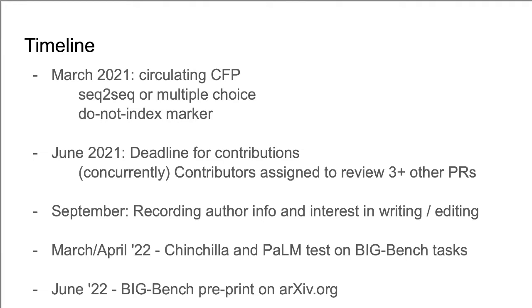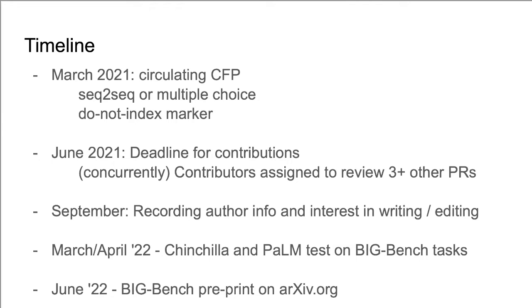I first started hearing about it, though I'm sure somebody internally knows more. The public announcement of this started in March of 2021. There were two types of tasks that you could submit: one of them being sequence to sequence, one of them being multiple choice. You've all done multiple choice quizzes at school.